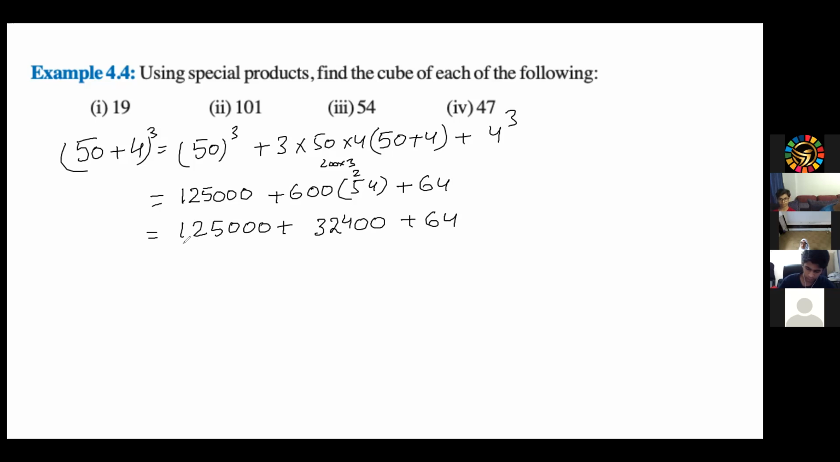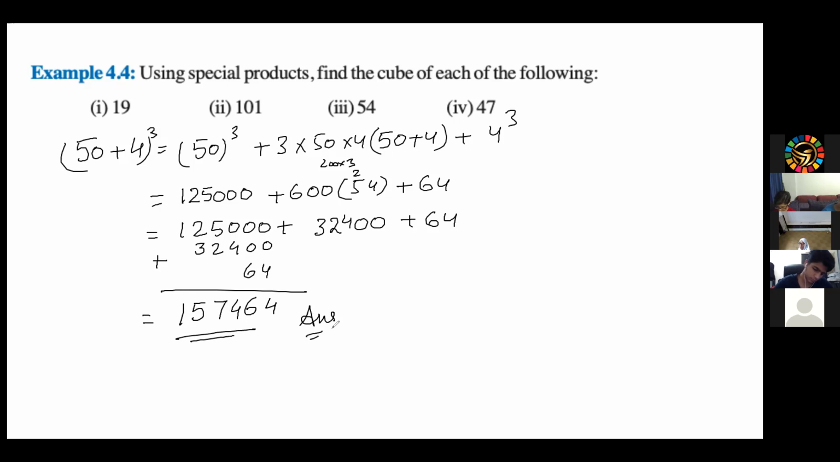So you are adding 32400 and 64. I'm getting this answer. Just tally your answer with my answer. Are you getting the same answer or not? 157464. Are you getting the same? Yes, ma'am. 157,464. Okay. Now the last one, 47.